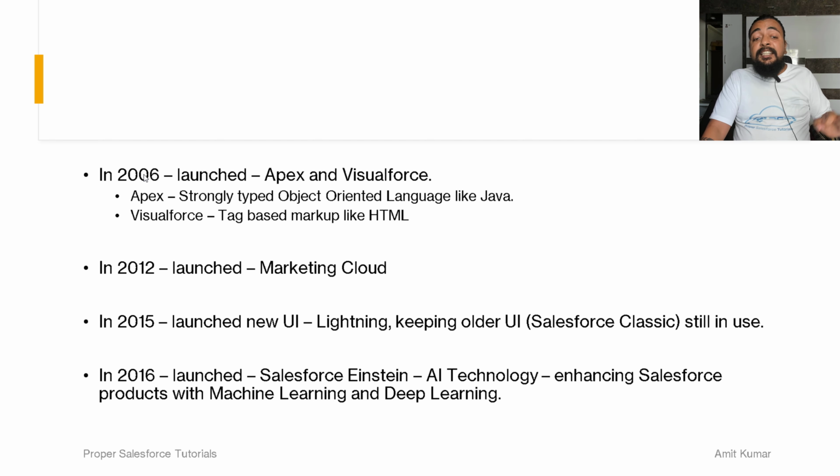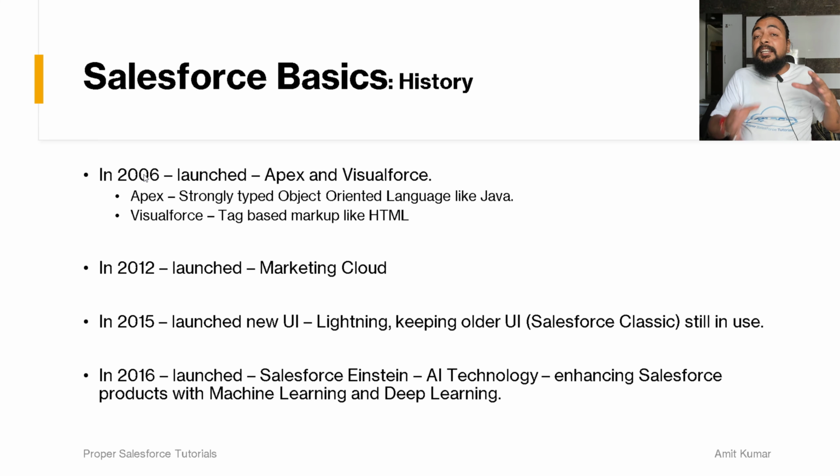In 2016, Salesforce Einstein, which is AI technology, enhanced Salesforce products with machine learning and deep learning. This was launched in 2016. Even now Salesforce has evolved Einstein bots. We have Einstein bots available in Salesforce, and now even Einstein GPT was launched. But the story of all these started in 2016 when Salesforce launched Salesforce Einstein.